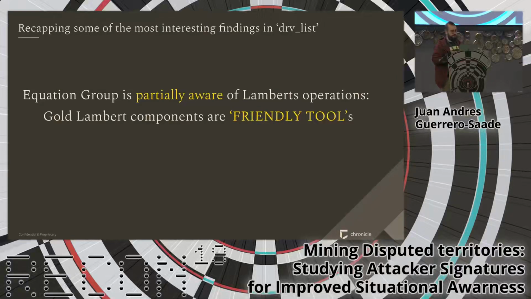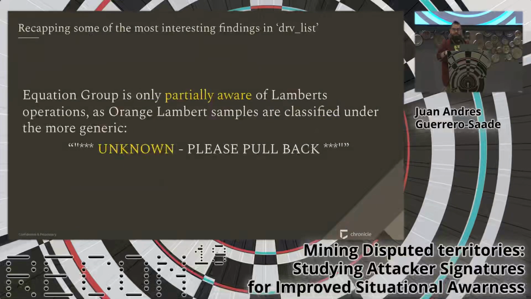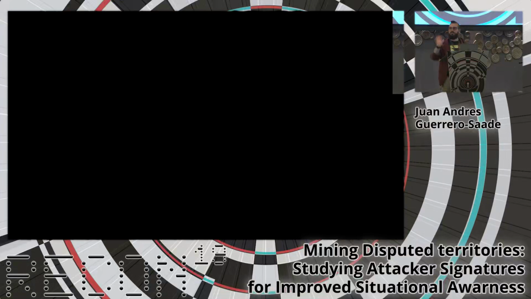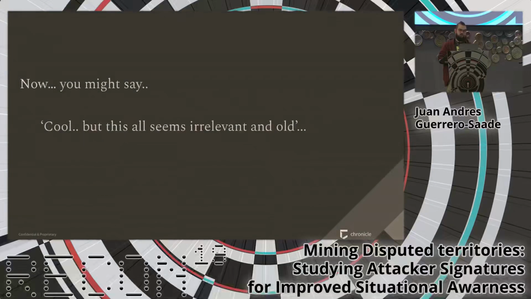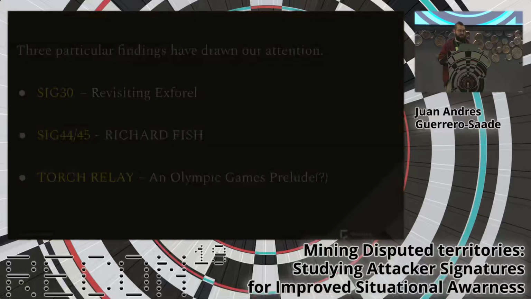Okay, cool. That said, I'm going to say that it's partial awareness of each other's operations, because if you keep looking, you find Orange Lambert components. The Equation Group doesn't know what they are. So it's not like the Lamberts are giving them a full list saying, hey, these are all our operations. It's just, in some cases, they've crossed paths, and in others, they haven't. So I think that's pretty interesting. Cool. But still irrelevant, still old, still not necessarily as technical as it could be. You'd be right. So let's get into some ideally cooler stuff.